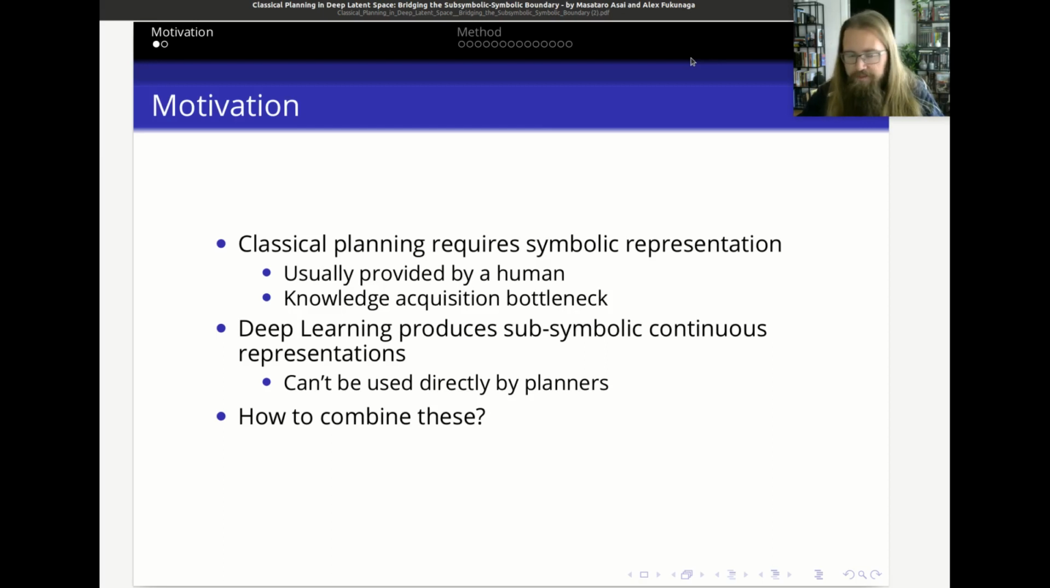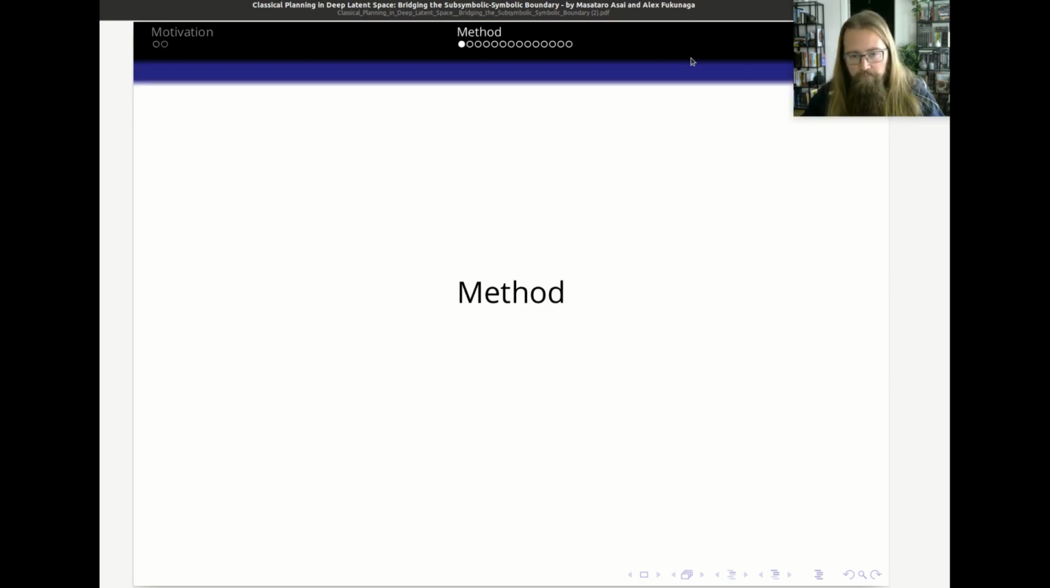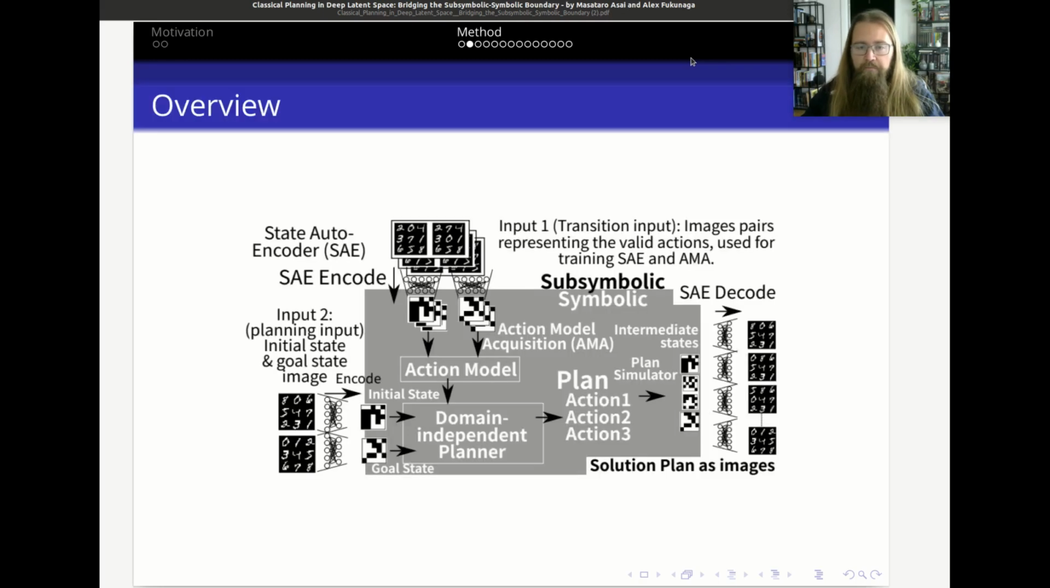So in this paper, they asked the question, can we combine these two? And so can we learn symbolic representations from image observation in an unsupervised manner? And can we then use these symbolic states to perform planning? And so let's get into the method.